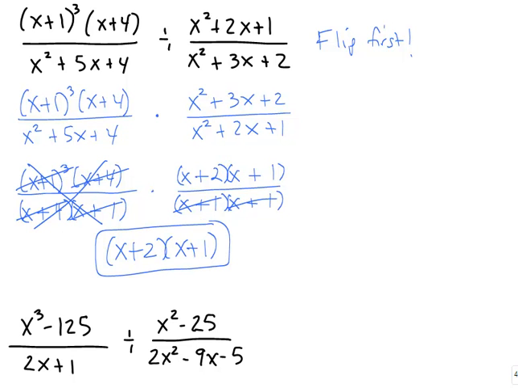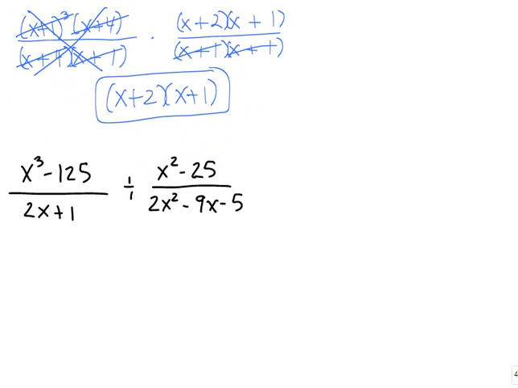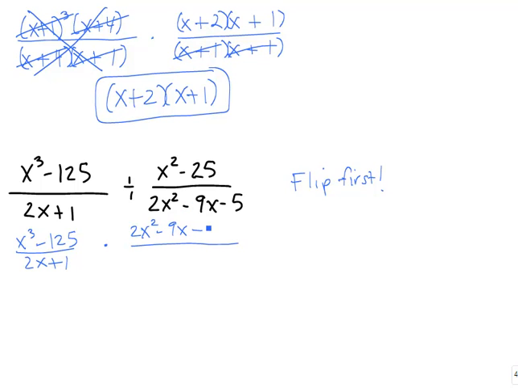Okay, the last example, another division problem. So the first thing we're going to do is flip first, so we don't forget. So we leave the top left as is for now, and the bottom left as is. Change the division to multiply, and flip over the second fraction. So we get 2x squared minus 9x minus 5 over x squared minus 25.